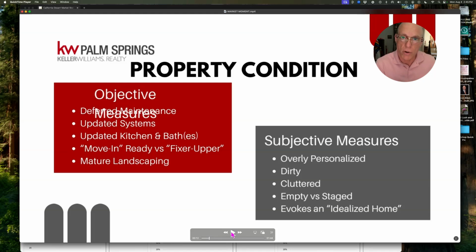These are things that are sort of fixed costs that a buyer is going to look at when they go to make an offer. And those are going to be somewhat relative to what else is in the marketplace at that time, available for them to purchase, and what has sold recently. Subjective measures: whether the property is personalized so much, whether it's dirty, cluttered, empty versus staged, and whether or not it evokes an idealized version of home for them.